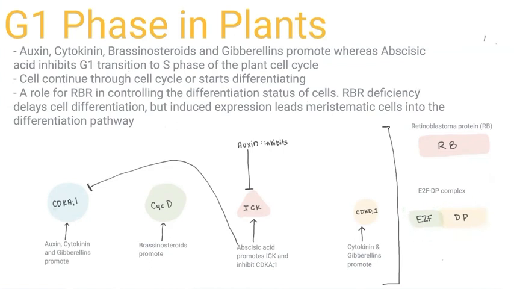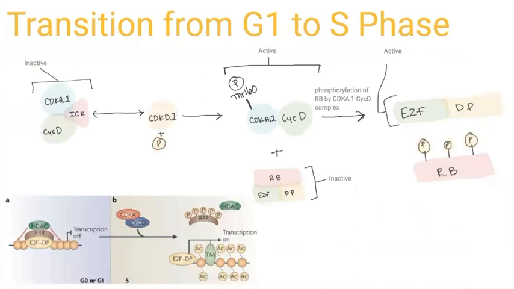In the next slide, we're going to talk about the mechanism behind the transition from G1 to the S phase. Here on the left, you can see this molecule, a combination of CDKA, cyclin D, and ICK. At this stage, it is inactive for two reasons. One is the ICK being bound to the CDK-cyclin D complex, and the other is that the catalytic site lacks a phosphorylation on threonine 160, which is key in making it active.